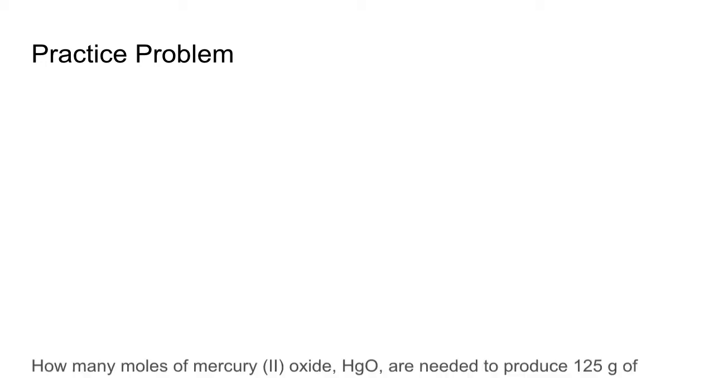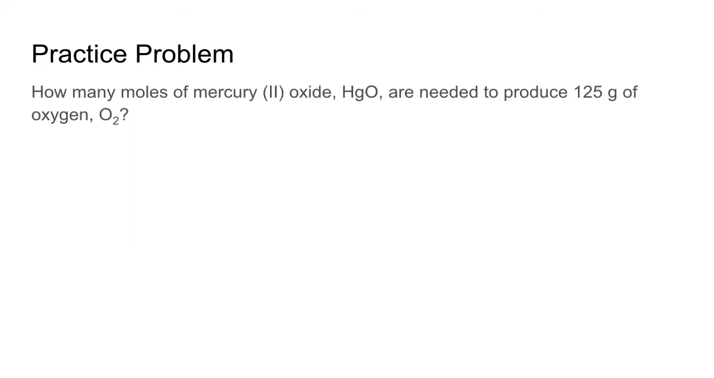Now let's try a practice problem. How many moles of mercury II oxide, or HgO, are needed to produce 125 grams of oxygen, O2? The first thing we want to do is balance the equation. Because of the subscript of 2 next to the oxygen, we have to put the coefficient of 2 next to mercury oxide, which then makes us place the coefficient of 2 next to mercury.